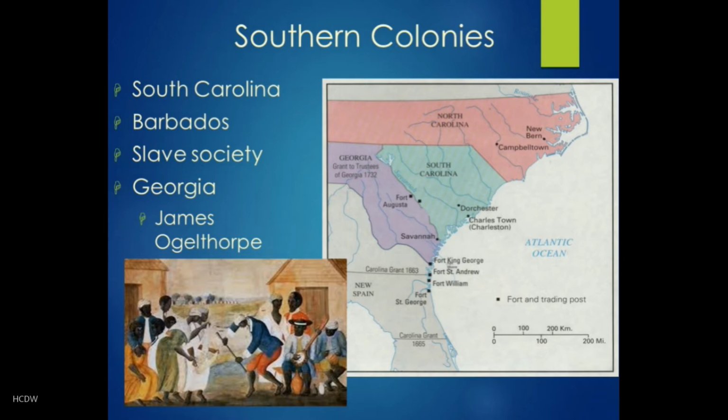Oglethorpe initially maintained strict control of the colony, but eventually found it impossible to control the settlers, many of whom were impoverished or former prisoners. Eventually, the colony evolved a slave-holding economy similar to that of South Carolina.